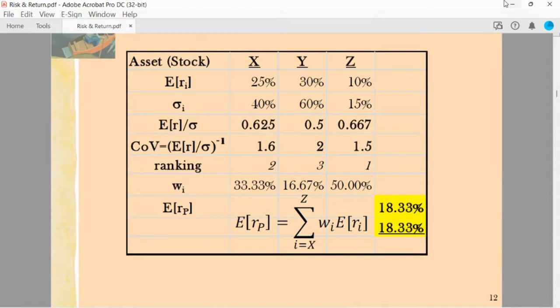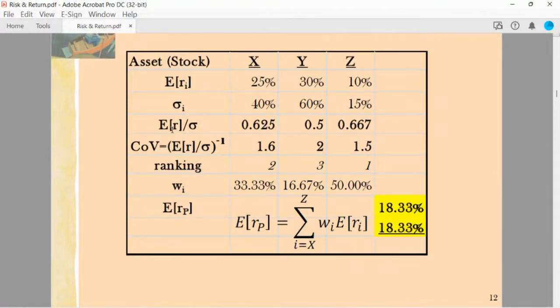By the risk, the standard deviation, Y is the one you should stay away from the most. If that's the case, you would have to put most of the money into Z because it's the least volatile stock, right? So how do we reconcile these two criteria? We cannot go by just one criterion.